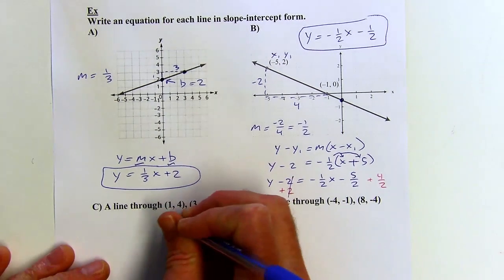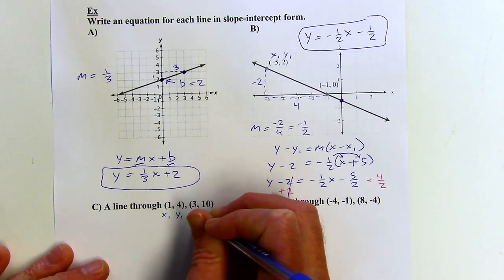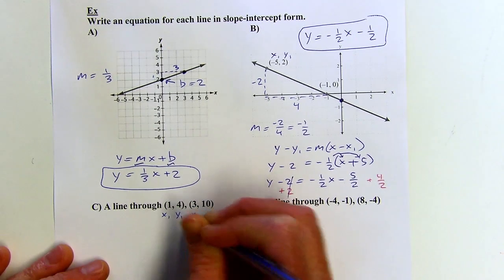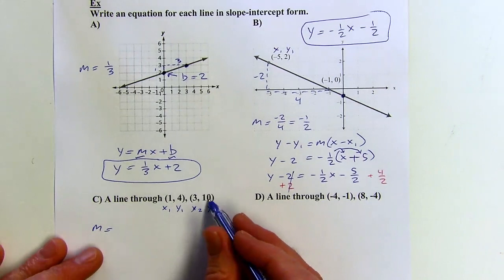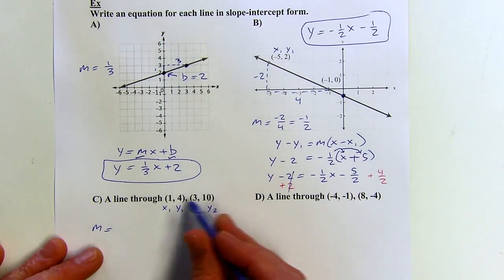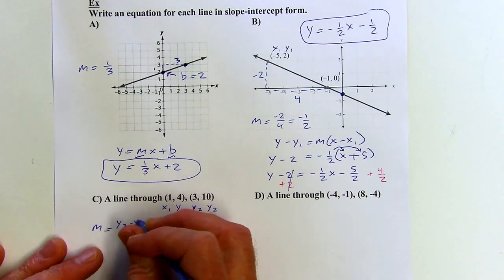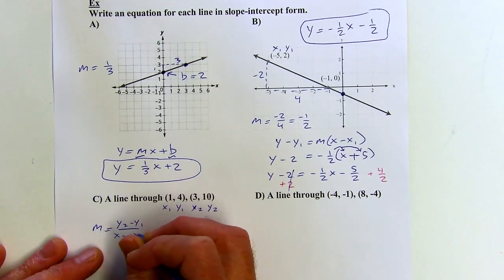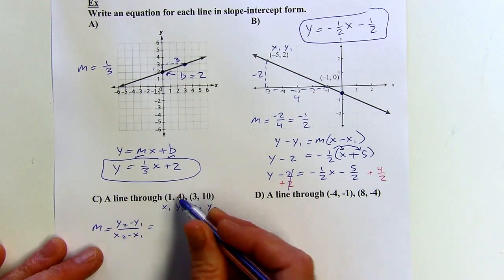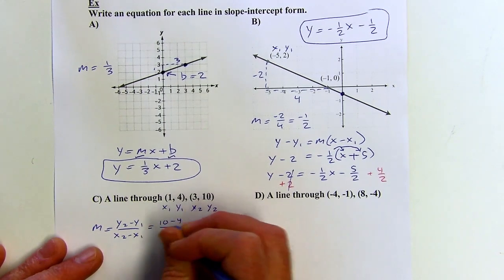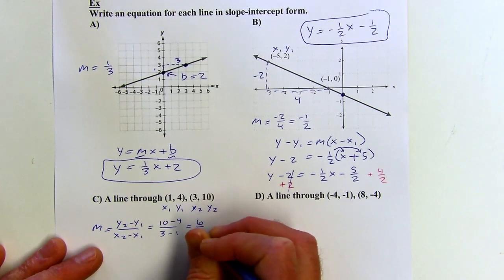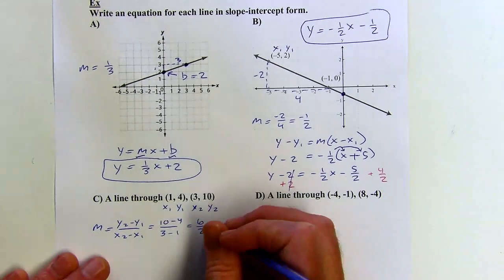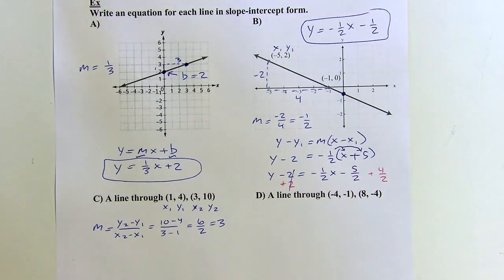So I'm going to label this as my first xy pair, and this can be my second xy pair. And the first thing I want to do is find the slope. Okay, so I'm subtracting the y's in the numerator. So here's my formula. Okay, so I'll do 10 minus 4 for my y's, and 3 minus 1 for my x's. That gives me 6 over 2, which reduces to 3. So my slope is 3.